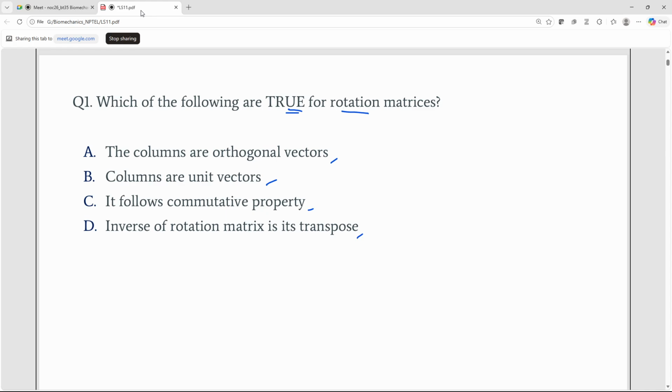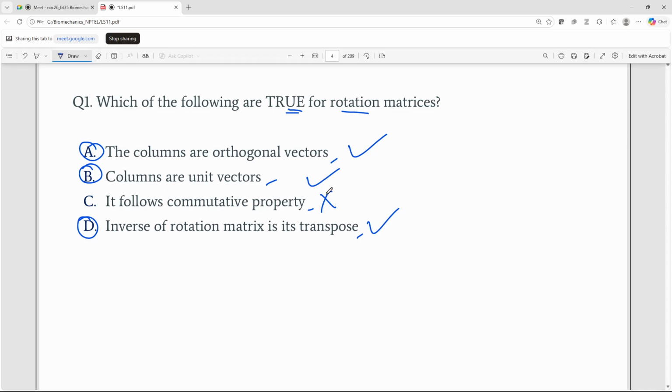The correct answers are option A, option B, and option D. So there are three correct answers. Only C is wrong. The columns are orthogonal vectors, the columns are unit vectors, and the inverse of a rotation matrix is its transpose. So these three are true for rotation matrices.